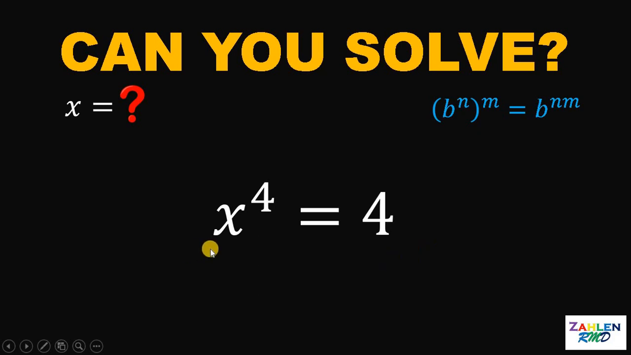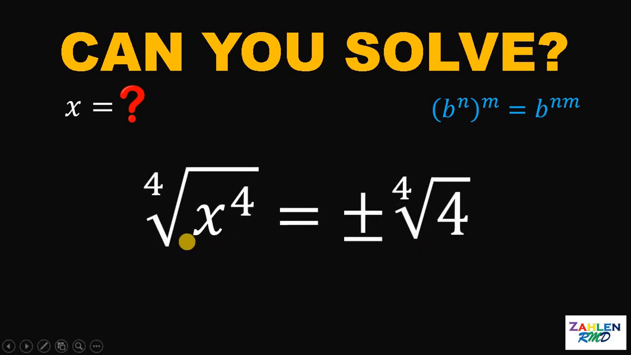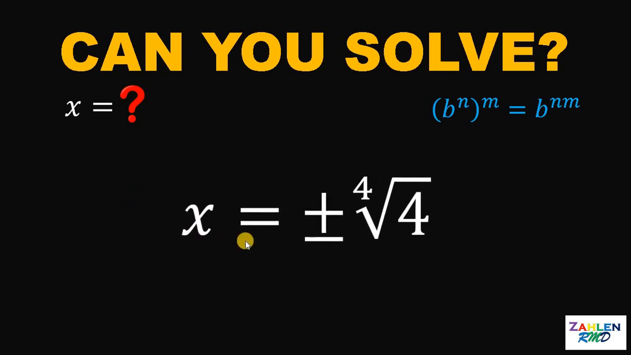Now, to solve for the value of x, let's get the fourth root on both sides. Since we have an even root, take note that we have two possible results for this one. So, positive or negative. This is the same when we have x squared, x raised to the 6th power, x raised to the 8th power, and so on and so forth. So, let's continue. On the left-hand side, fourth root of x raised to the fourth power is just x.